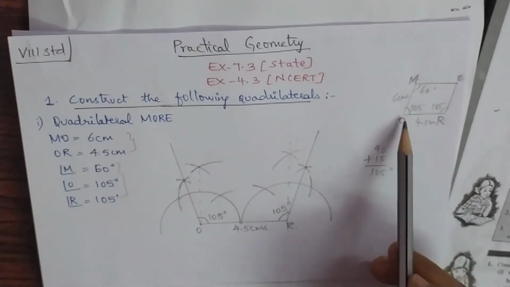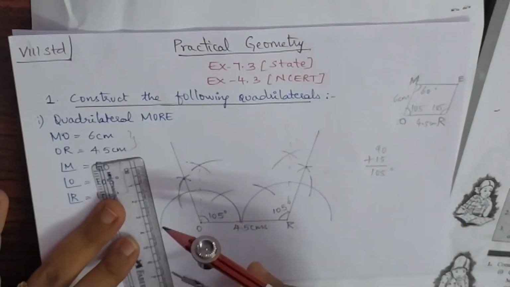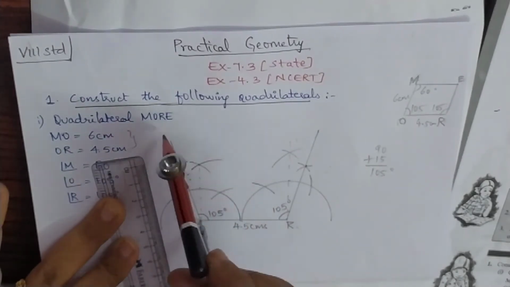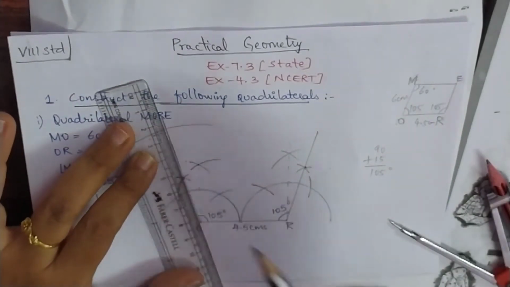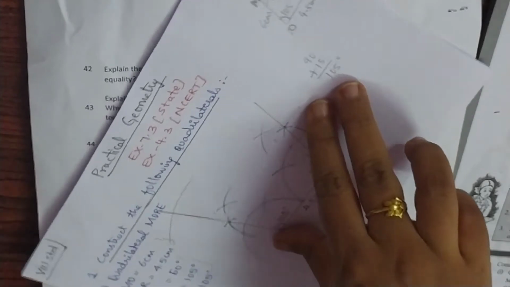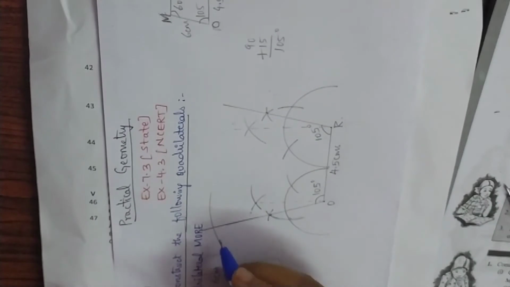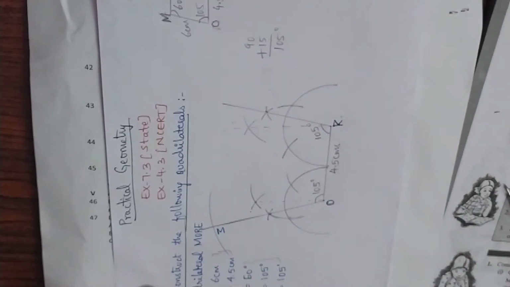After this, now OM is 6 centimeter. So open your compass and draw OM 6 centimeter arc on this line. 6 centimeter. Produce this line. Okay. Now turn your book like this. Remember, this is my point M. Turn the page like this.